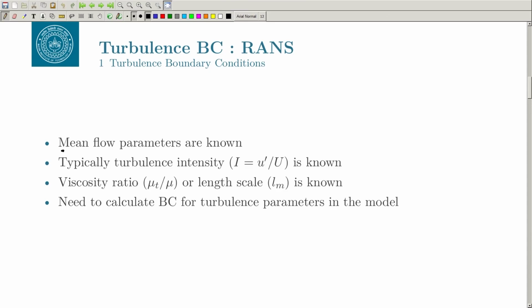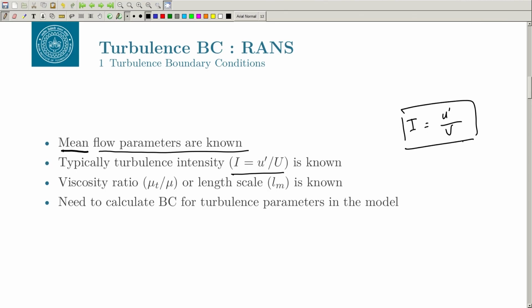So, the mean flow parameters are known in the sense that we know the boundary conditions for them. Also, they are available from the calculation. Typically, the turbulence intensity is known. Okay. So, how the turbulence intensity is defined is basically I equal to u prime, I mean, you can take the RMS of that, divided by u. Okay. So, if you want to talk about the kinetic energy, the kinetic energy is basically half of u prime square plus v prime square plus w prime square. Okay.